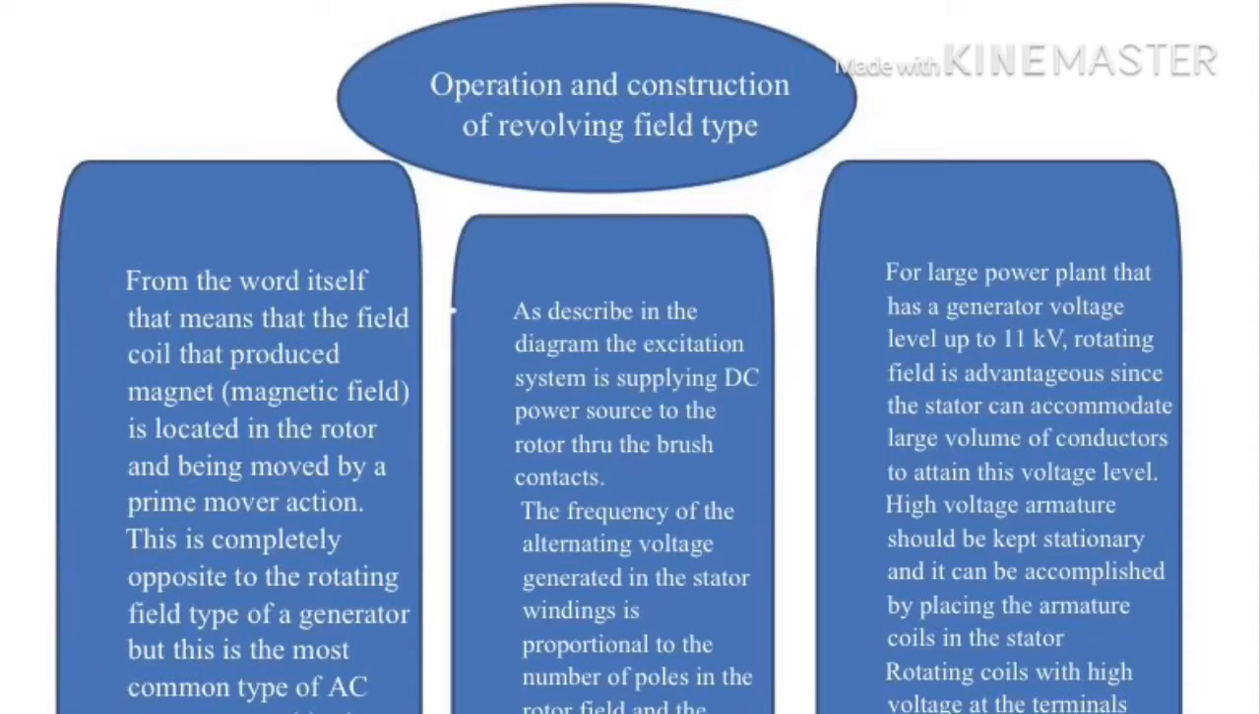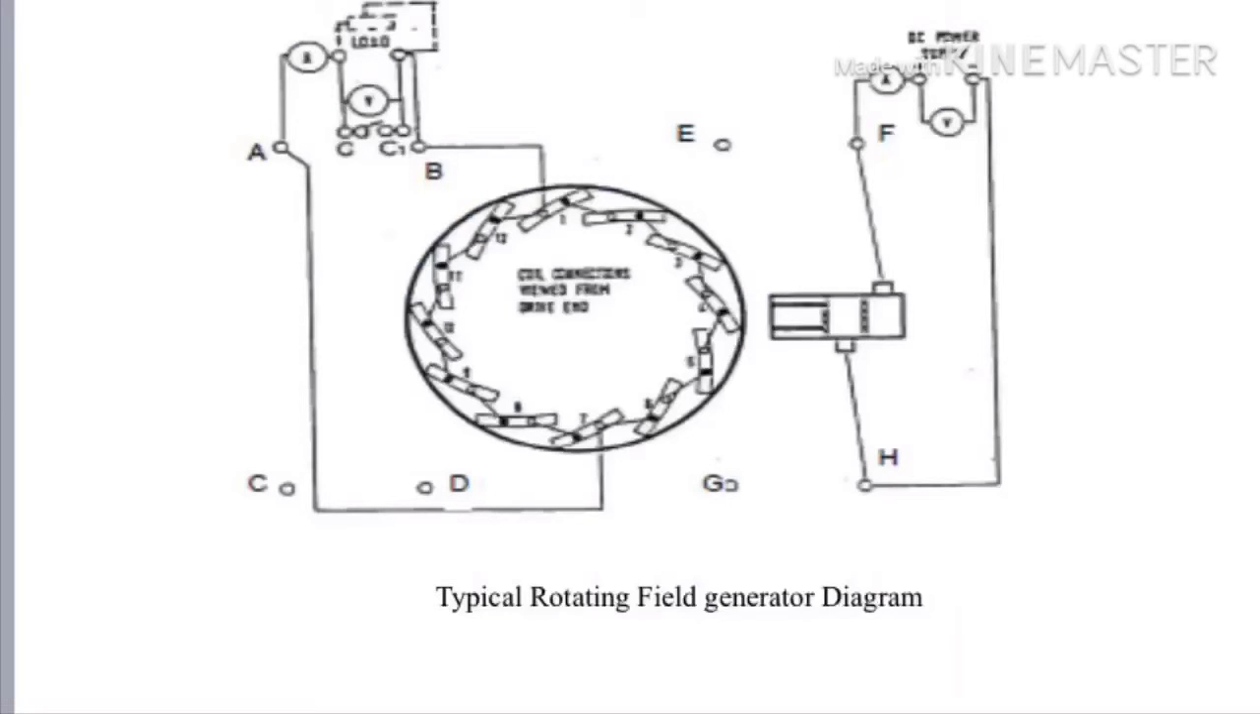As described in the diagram, the excitation system is supplying a DC power source to the rotor through the brush contacts. The frequency of the alternating voltage generated in the stator winding is proportional to the number of poles in the rotor field and the speed of shaft rotation. So this is a diagram of the rotating field generator.